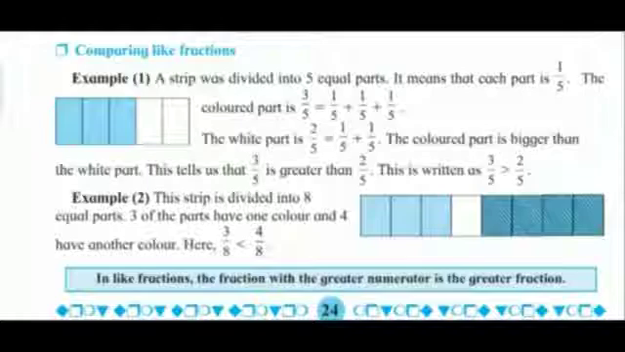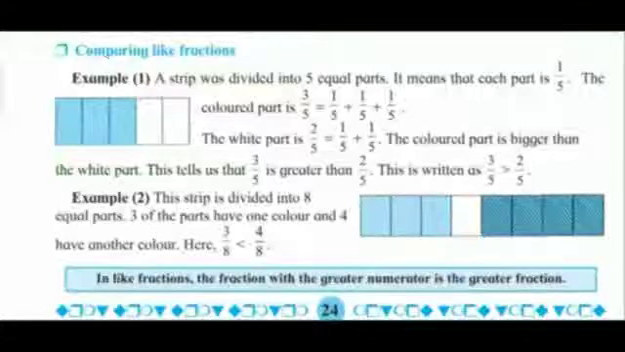Okay, the colored part is bigger than the white part. Now you can see the colored part is bigger than the white part. Yes, because there are total 5 parts, and among 5 parts, 3 parts are colored. So obviously the colored part is bigger than the white part. This tells us that 3 upon 5 is greater than 2 upon 5.